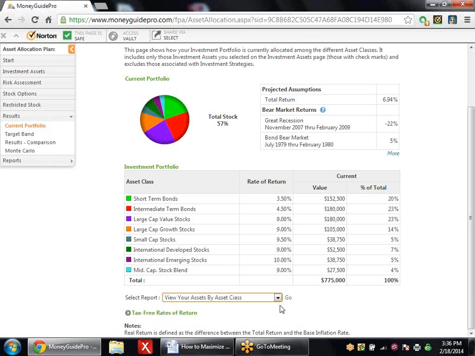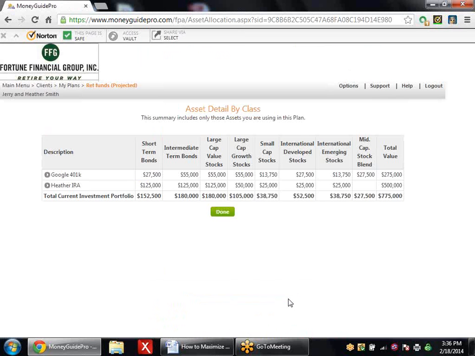Now, in this case, they're all going to be in the same tax class because these are all IRA money. But if you looked at these two accounts and how the money happened to be divided, you would see how each one was subdivided there by asset classes.